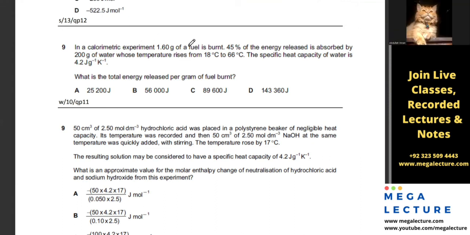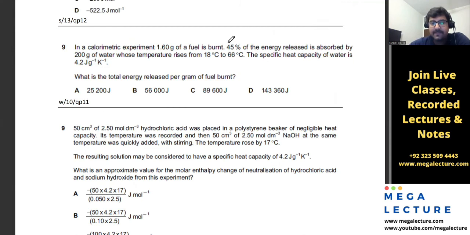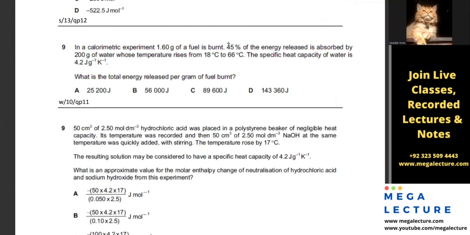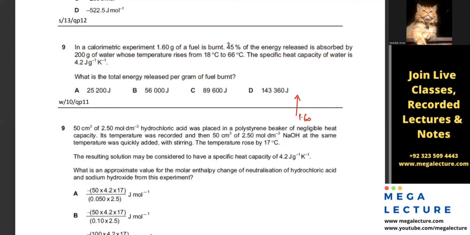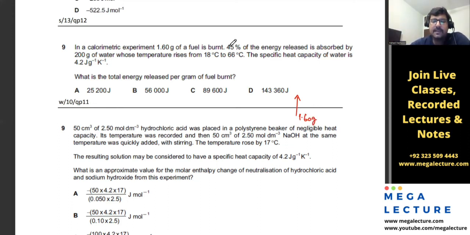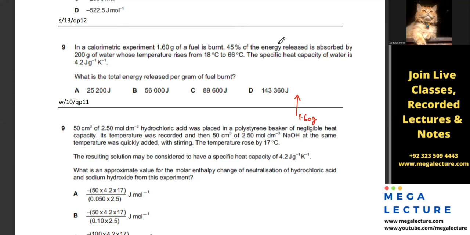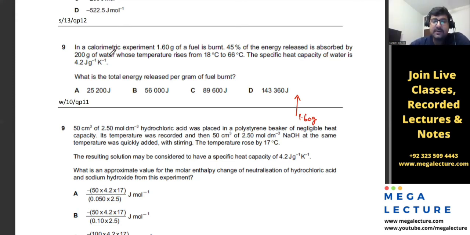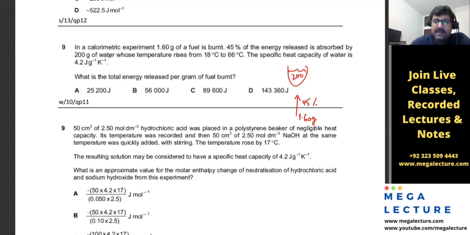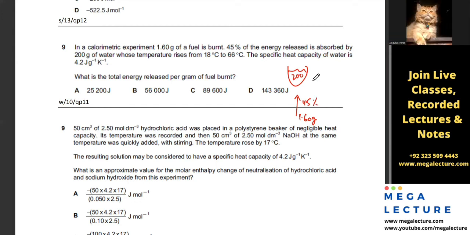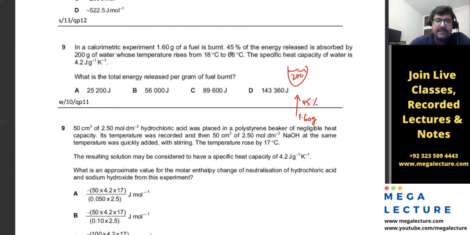In an experiment, 1.6 grams of the fuel is burnt. So 1.6 grams of the fuel is burnt, right? And 45% of the energy is absorbed by 200 grams of water. So there's 200 grams of water sitting on top, but only 45% is absorbed, the rest, 55%, got wasted. And the water rose, the delta T is given, from 18 to 66.